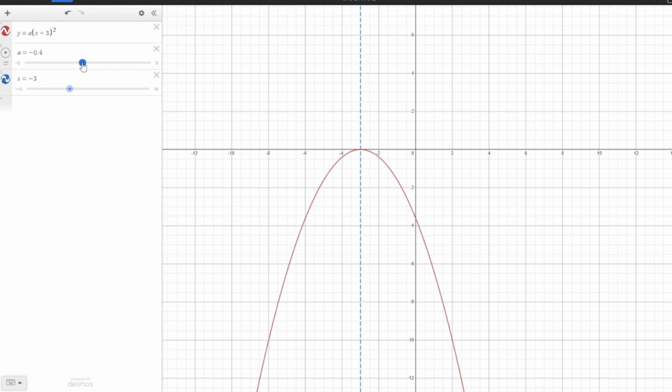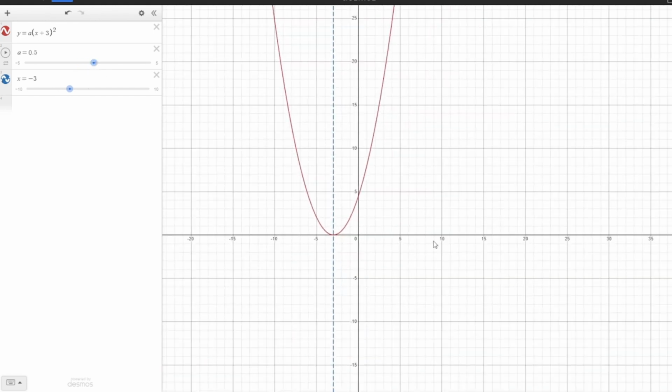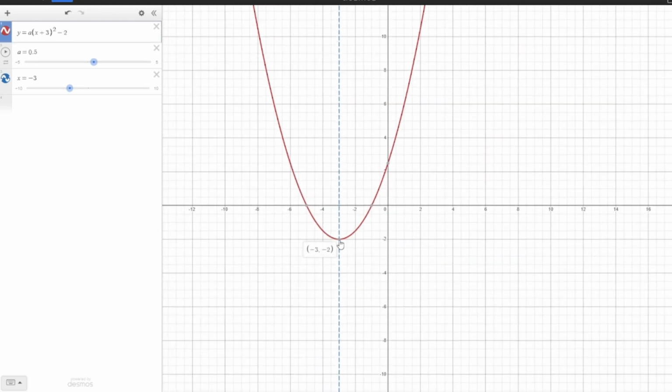Now this can always change, so if I go here, and I can say that my x coordinate will stay the same, but then let's say I do this. Now I can see that my vertex is at -2, and this is a minimum, so there's no value that's lower than that. So I can say that for my range, y has to be greater than or equal to -2.